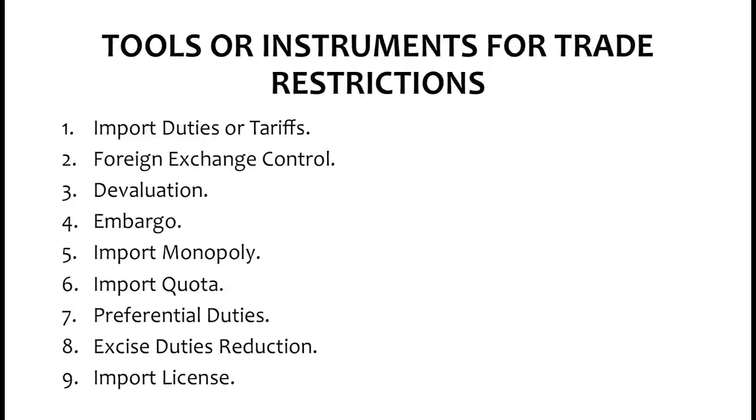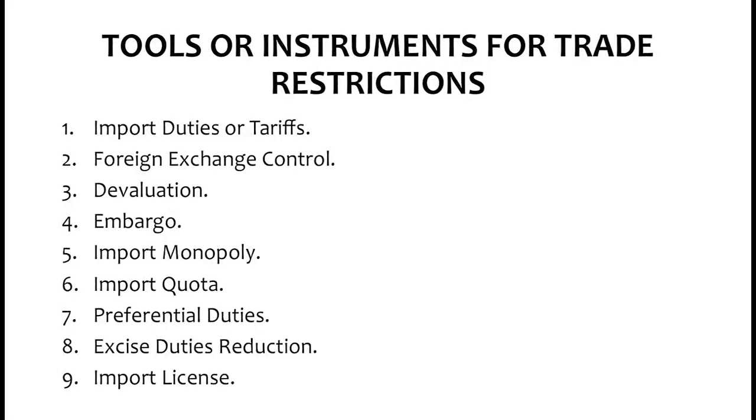Then we have import quota. This is talking about the total value of goods, the total number of goods an importer or exporter is going to be dealing with. He cannot go beyond that particular limit. It's just like placing a ceiling that he cannot go beyond. Then we have preferential duties. This is placing duties on specific goods. Specific goods, not all goods.